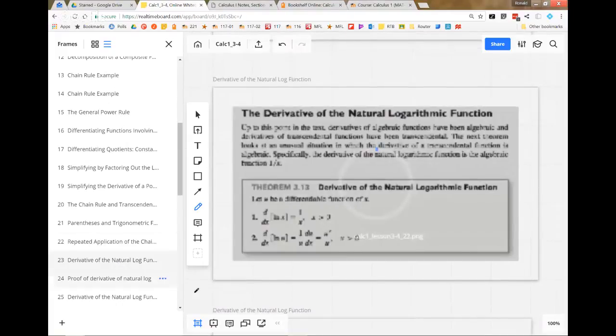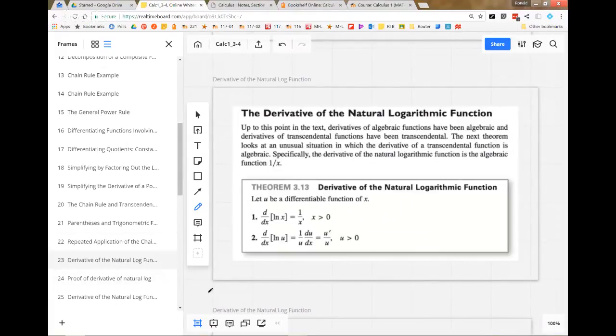Okay, so now let me just say this lesson is loaded. We've basically got 3 new derivatives I'm teaching you in this section. The first one is the chain rule.